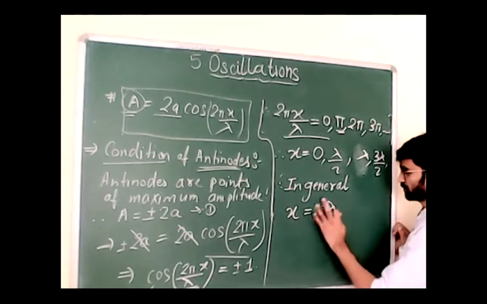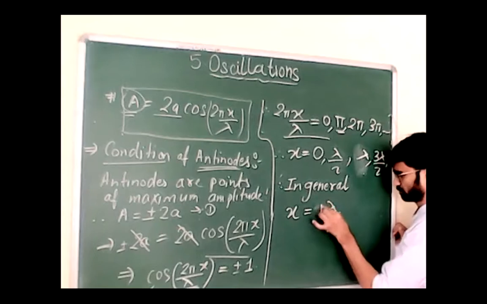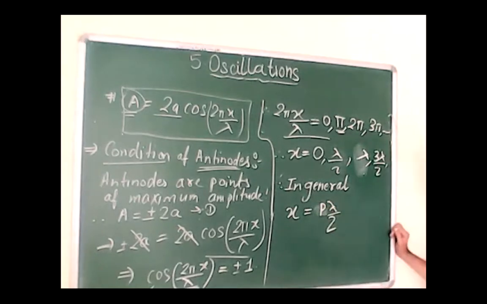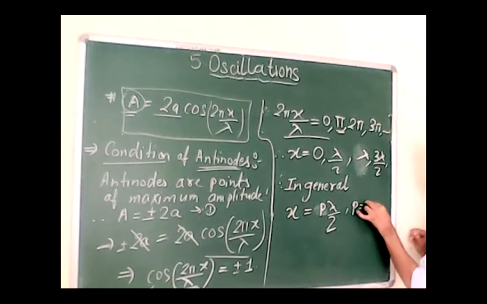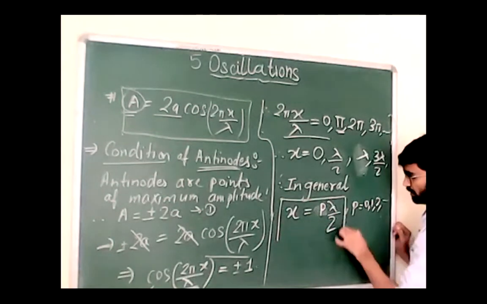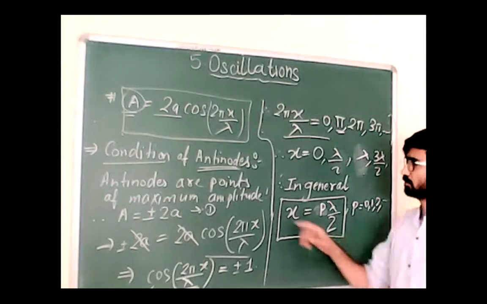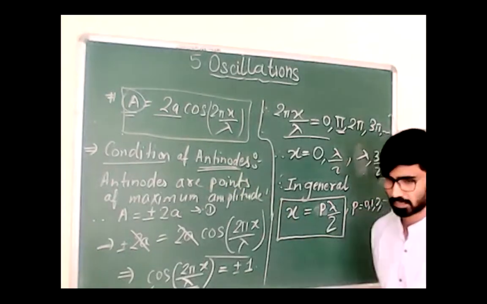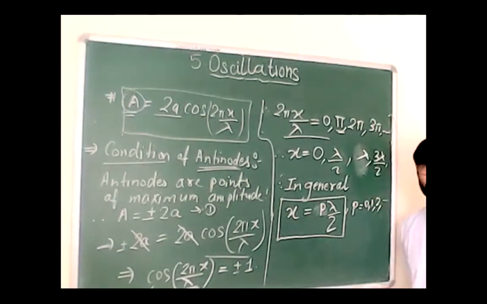यहाँ पे n की जगह p कर दो, क्योंकि बुक में p सिंबल यूज किया है. Okay, where the value of p can be 0, 1, 2 and 3 so on. So this is the general equation for finding the condition of antinodes. Is it clear?